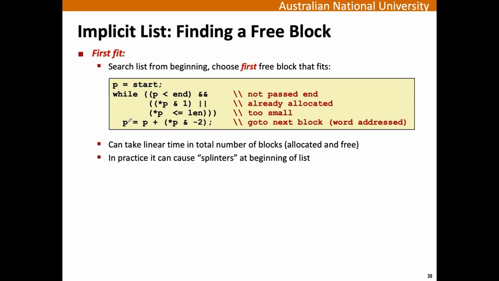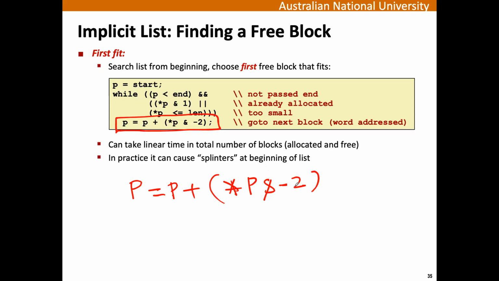Now, to go to the next block, we are doing this. Now let's focus on this. So we are advancing our pointer P. We're saying P equals P plus the size of the block, and we're doing a bitwise AND with -2. Anyone remembers what is binary representation of -2 in 2's complement?